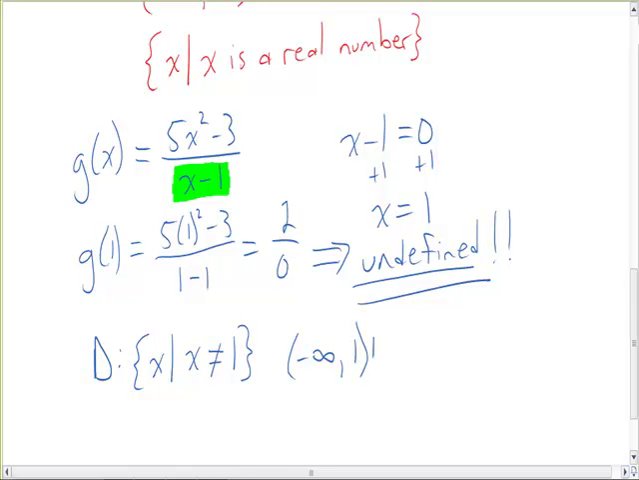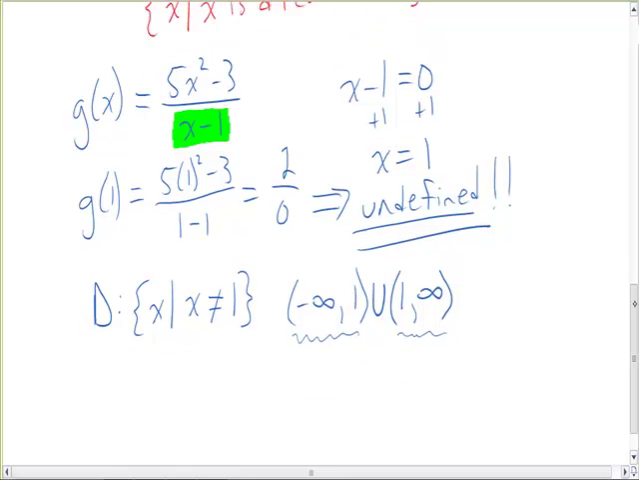Union, we use this union symbol to mean "or." This other interval over here is anything from 1 to positive infinity. So what is this saying? It's essentially saying the exact same thing in a different way. X can be anything over here between negative infinity and positive 1, or it can be anything between 1 and positive infinity. It just can't be 1. It's just another way to say the same thing.